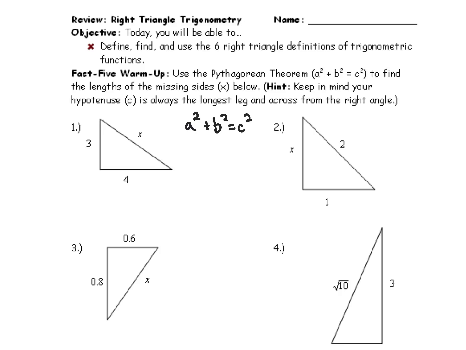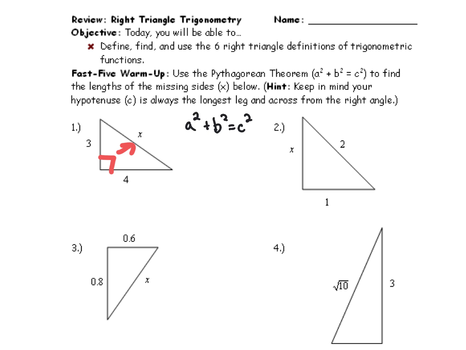So here in this first part, you're just using the Pythagorean theorem, a squared plus b squared equals c squared, to find the lengths of your missing side. Again, in the directions, I say keep in mind your hypotenuse, c, is always the longest leg, and it's across from the right angle. So if it helps you, draw the right angle in, and then across from it, that is always our c value.